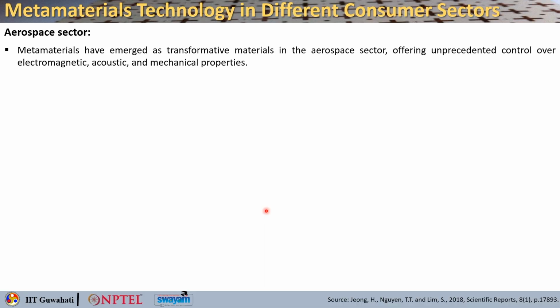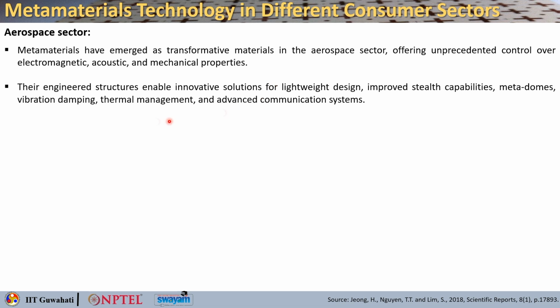In the aerospace sector, metamaterials have emerged as transformative materials, which can offer unprecedented control over the electromagnetic, acoustic and mechanical properties. Their engineered structures enable innovative solutions for lightweight design, improved stealth capabilities, that is minimal detection, metadomes, vibration damping, thermal management and advanced communication systems.